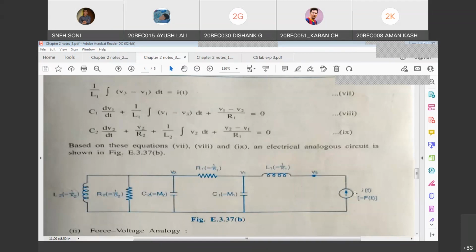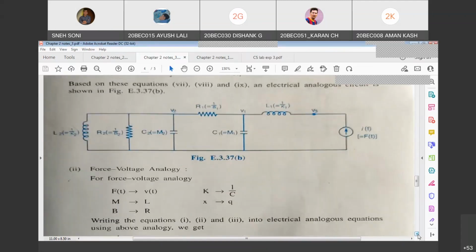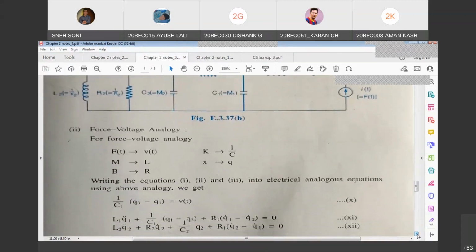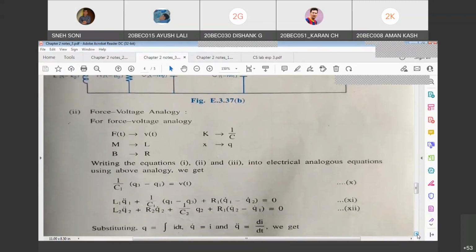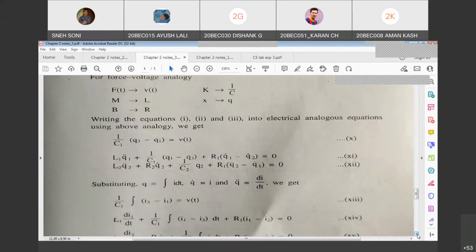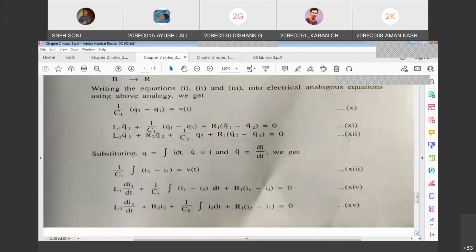Okay, fine. Now let's move to force voltage. Again, we'll do the replacement with force voltage, right? And after replacement, what you will get? You will get this 10, 11, 12 equation. And if you further replace Q as integration i dt, or Q double dot is equal to di by dt, after that you will get these further equations.